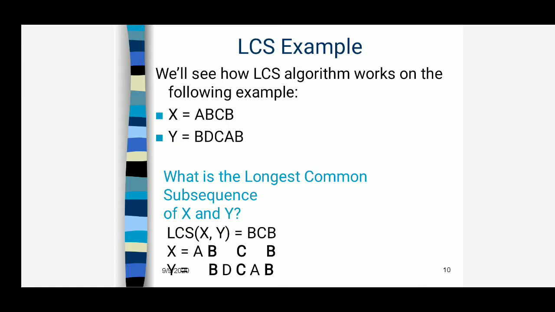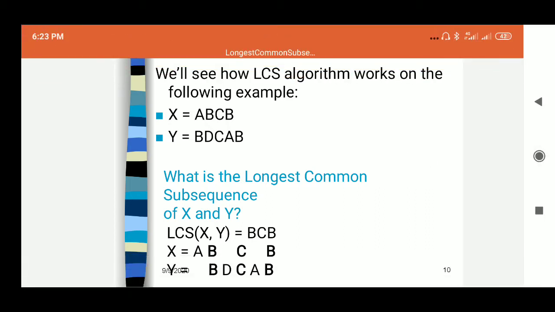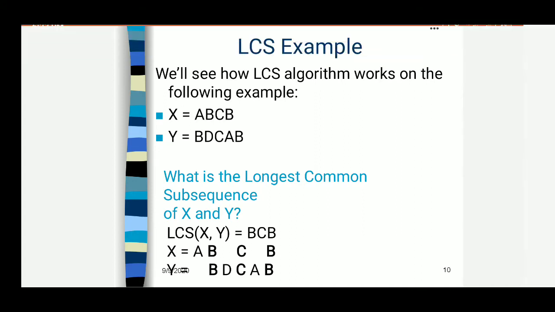For example, if we are given x is equal to a b c b and y is equal to b d c a b, what is the maximum common subsequence? You can easily find out that it is bcb. In sequence x, it is from index 1 to index 3, and in sequence y it is indices 0, 2 and 4.